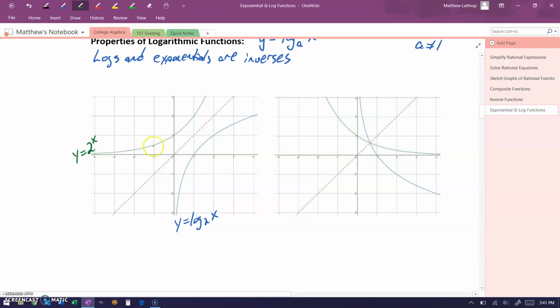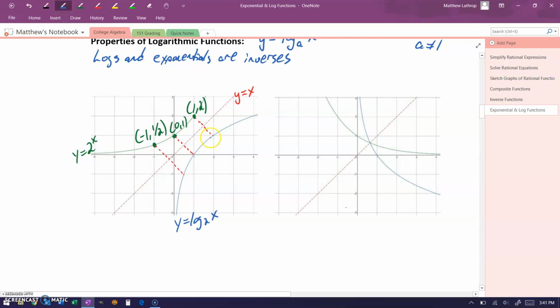We already know that our exponential function is going to pass through a few key points: (-1, 1/2), (0, 1), and (1, 2). If we reflect across that line y equals x, that line of symmetry for inverse functions, then we're going to find those symmetric points along our curve y equals log base 2 of x.